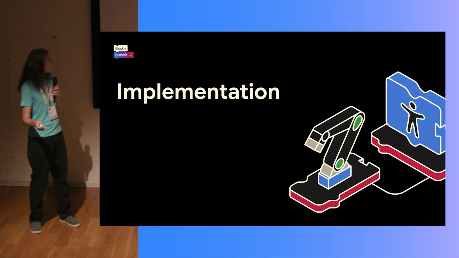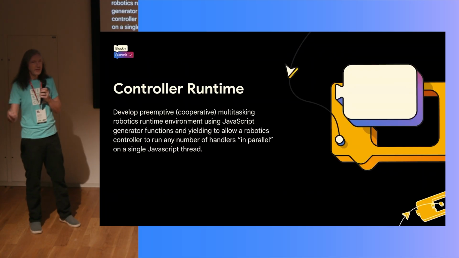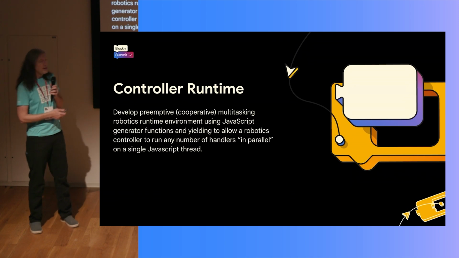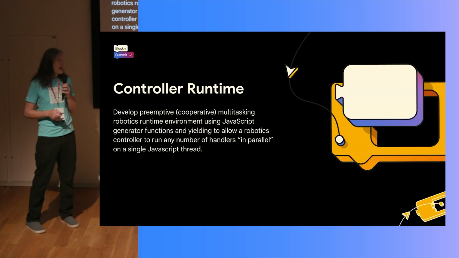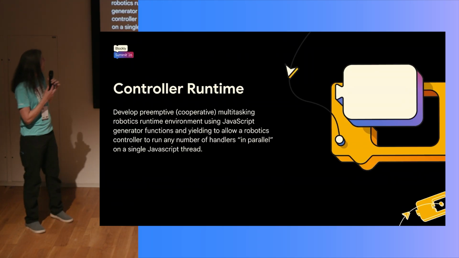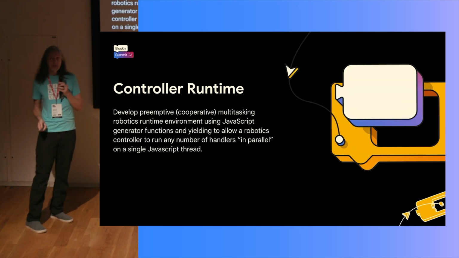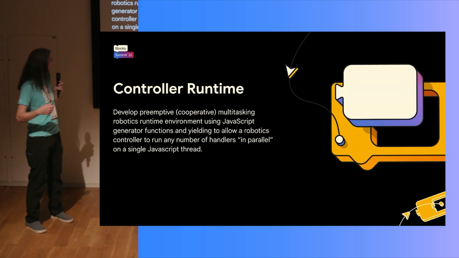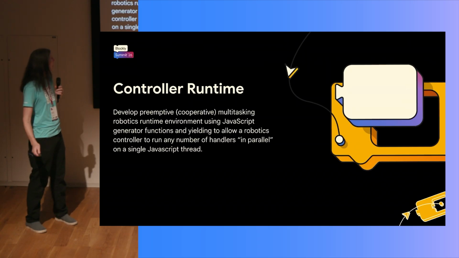So implementation. First, coming up with an API. I'm just going to skip that because we don't care. Then I had to develop a controller runtime. So this is, what is that lightweight engine doing to handle robotics? I developed a preemptive cooperative multitasking runtime environment using JavaScript generator functions and yielding to allow a robotics controller to run any number of handlers in parallel on a single JavaScript thread.